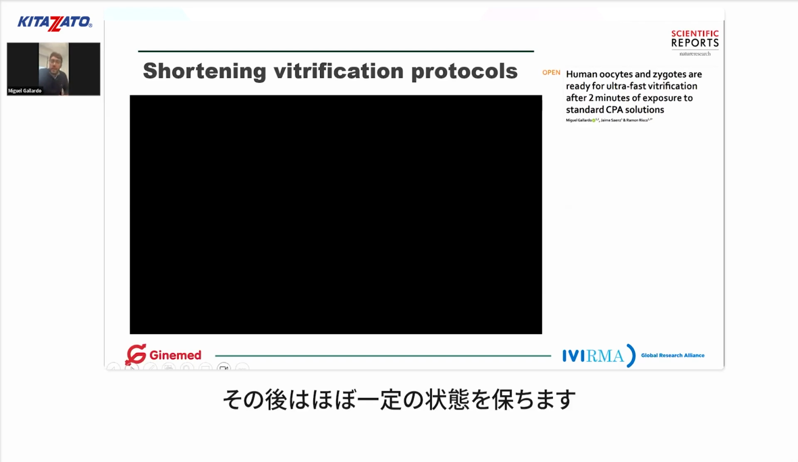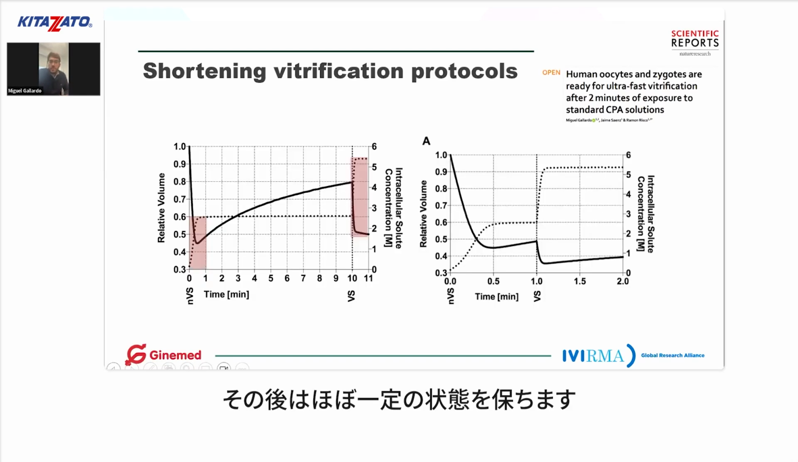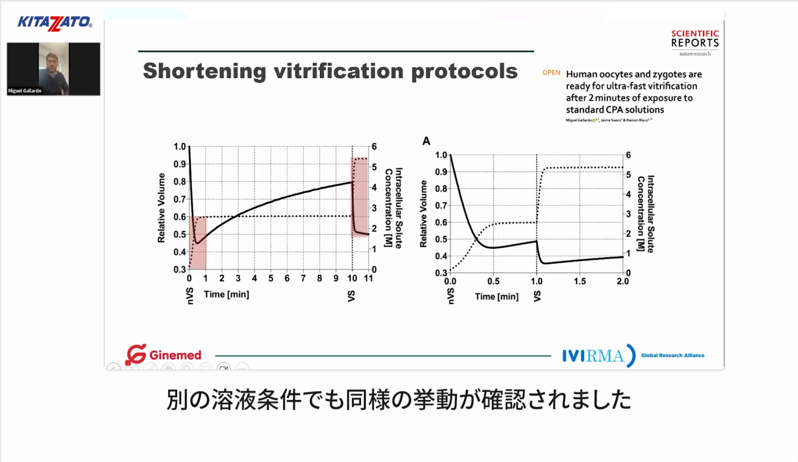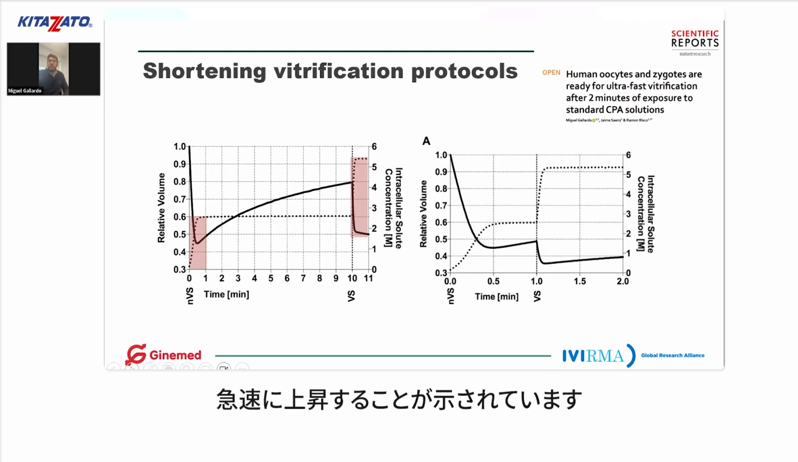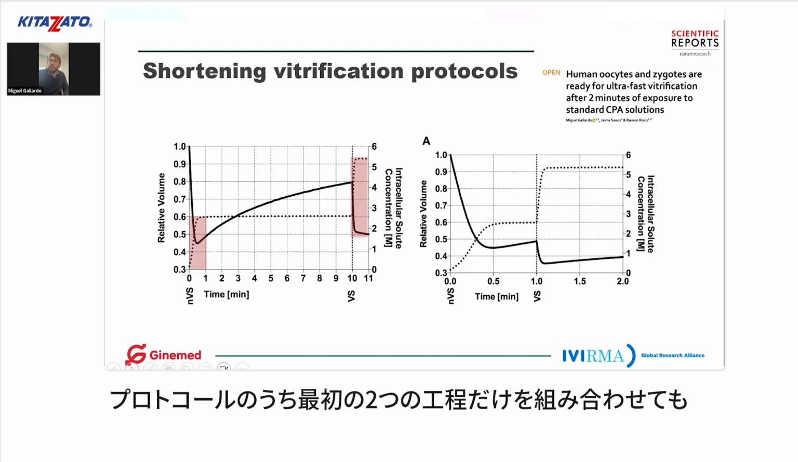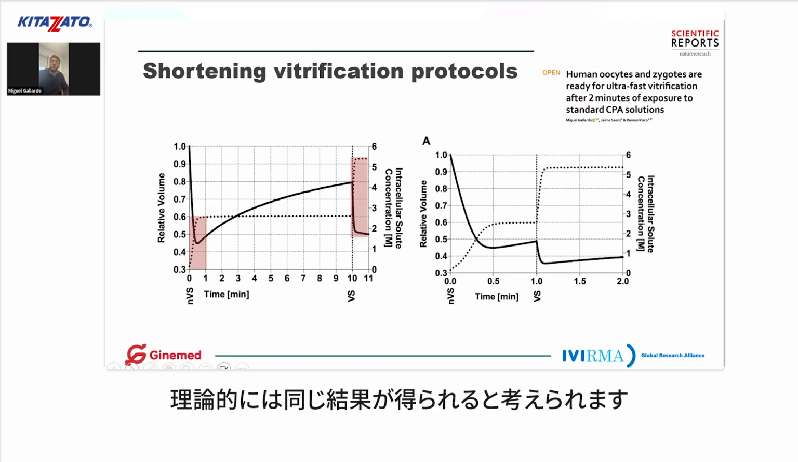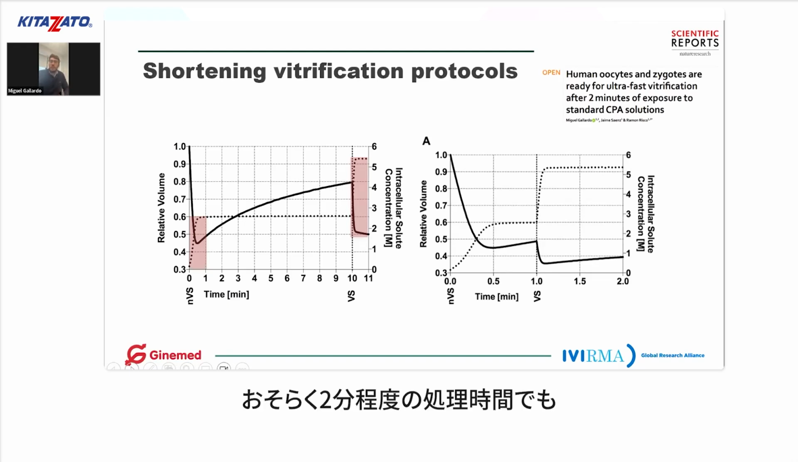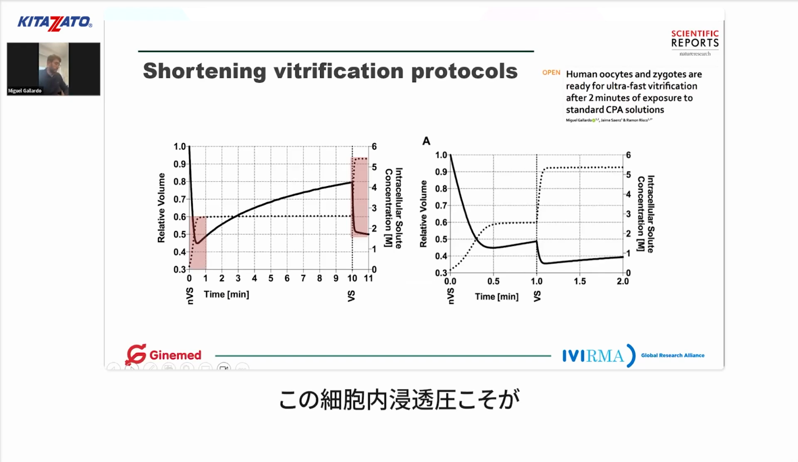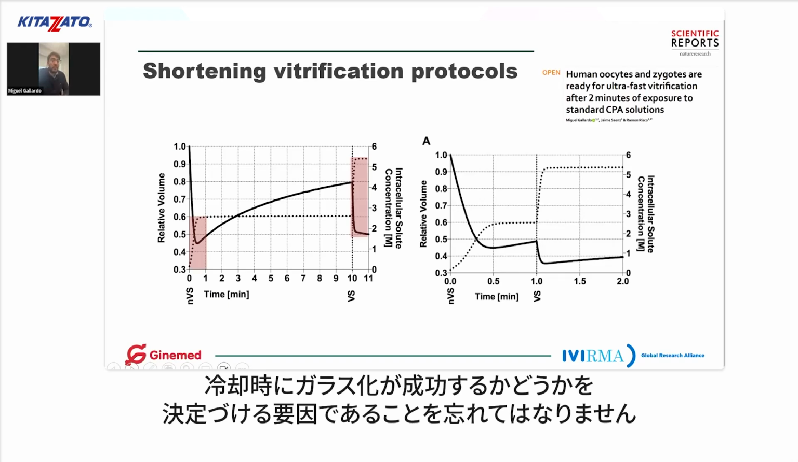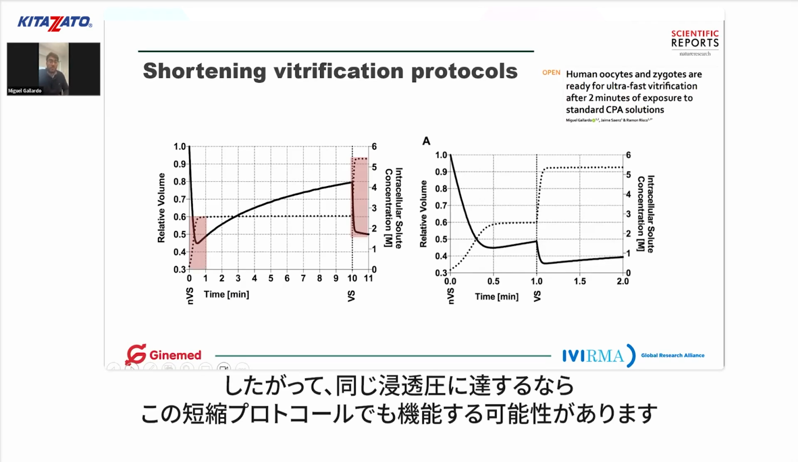Let's remain on that slide a little bit more. In the previous one, it's going to do the same in the vitrification solution. And the intracellular molarity of the oocyte, which is the dotted line, is going to rise very fast, supposedly. So, from a mathematical point of view, it makes sense to say, okay, let's take only those two parts of the protocol and join them. Maybe in 2 minutes, the oocyte should reach the target intracellular osmolarity, which we must remember is what is going to determine whether it achieves vitrification or not when it's cooled and warmed. So if it's the same, it could work.